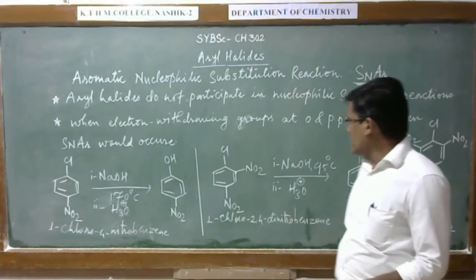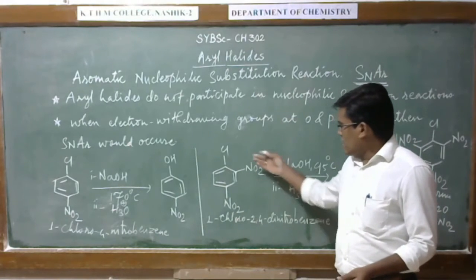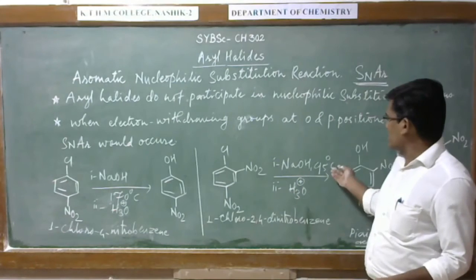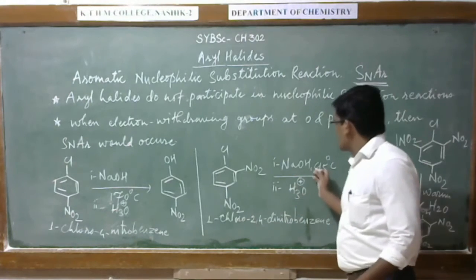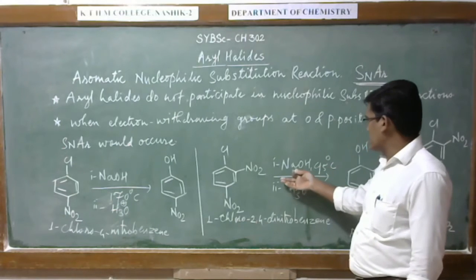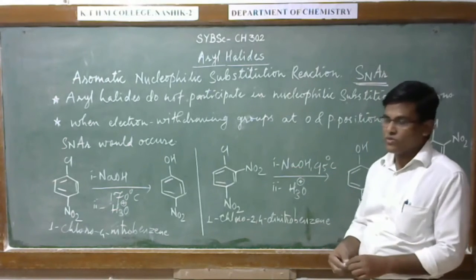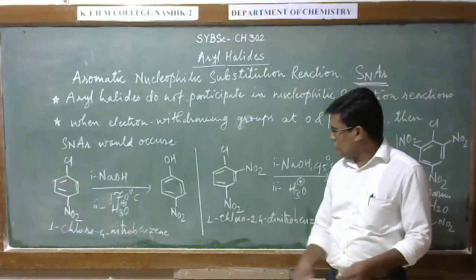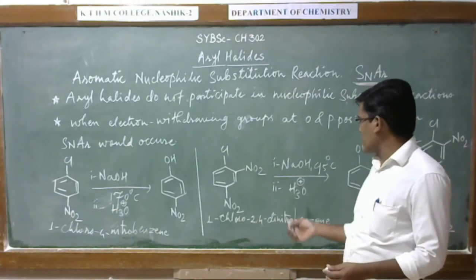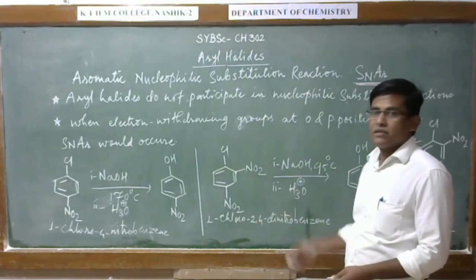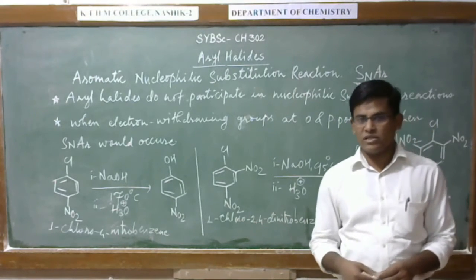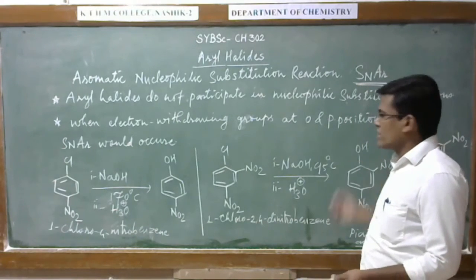Okay? And when you have two nitro groups at ortho and para, the temperature becomes 95. So the temperature decreases, and at lower temperature this reaction undergoes. When 2,4-dinitrochlorobenzene reacts with NaOH at 95 degrees Celsius, followed by acid hydrolysis, it gives the corresponding phenol.